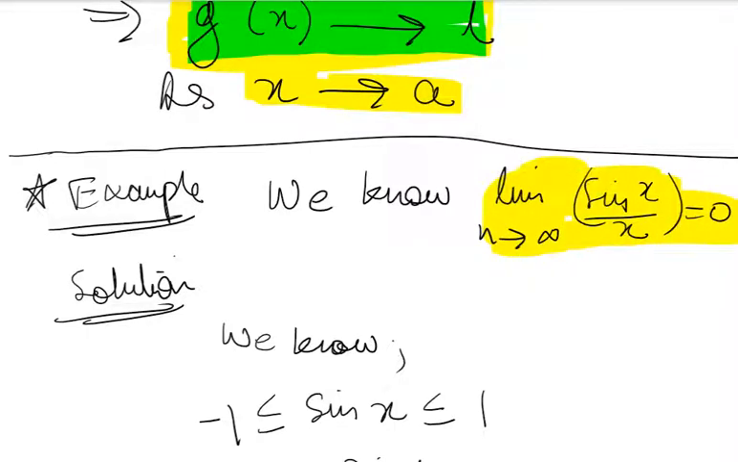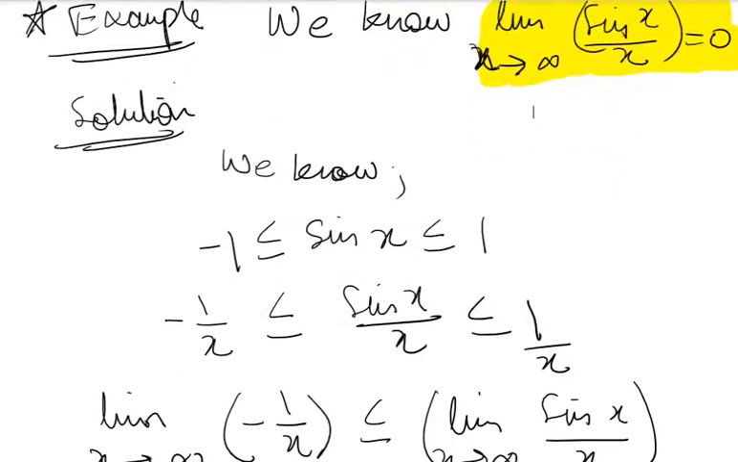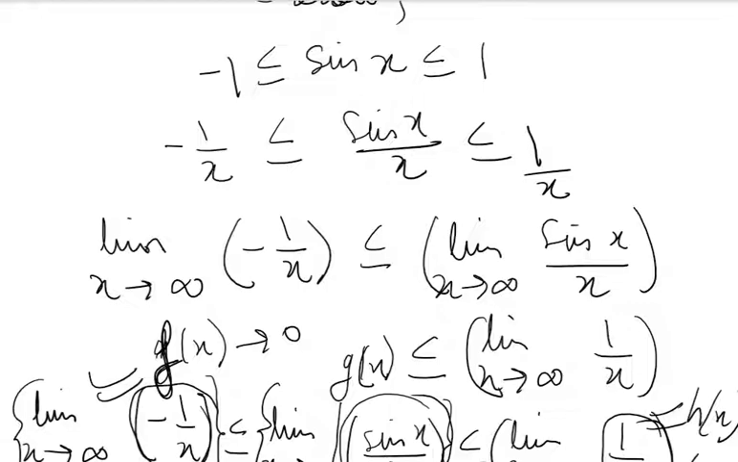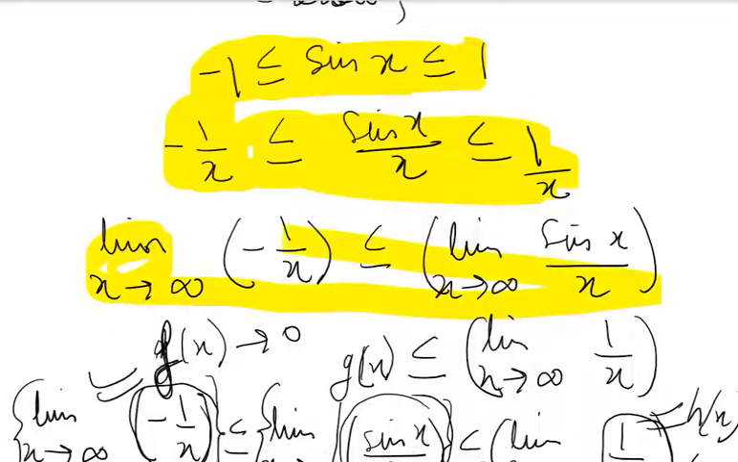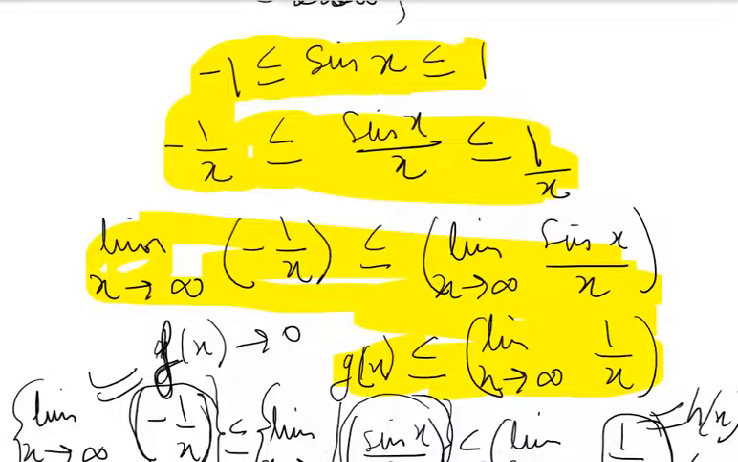We already know that the limit of x tends to infinity of sin x by x is 0. Why? Simple, from the squeeze principle. What is the range of sin x, from 1 to minus 1? Then you multiply by 1 by x on both sides, so you get this. Now take the limit as x tends to infinity for all three of them.